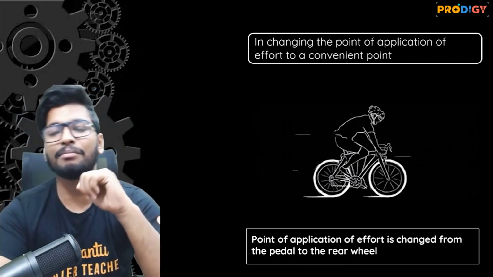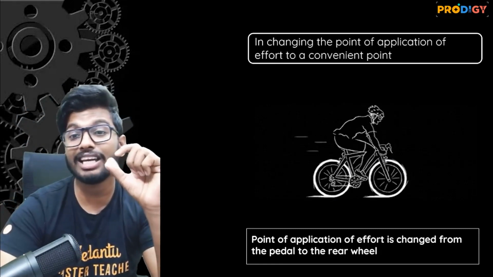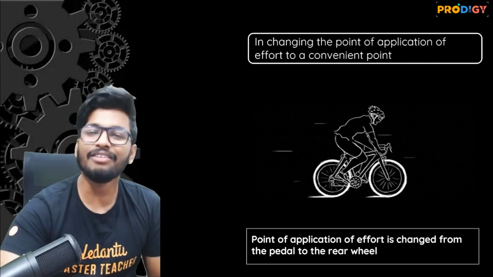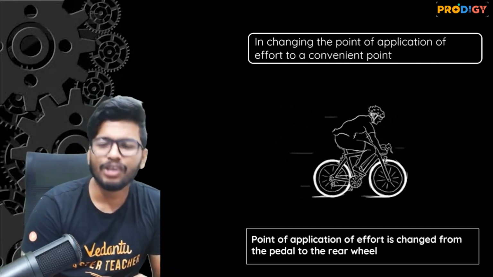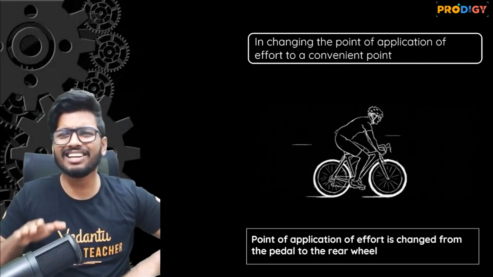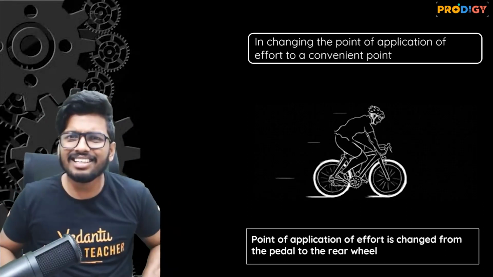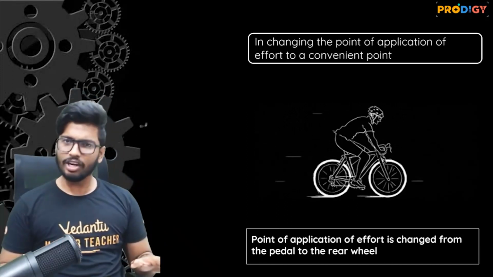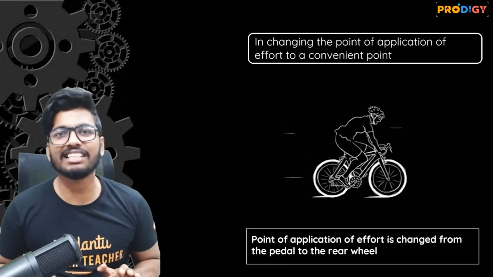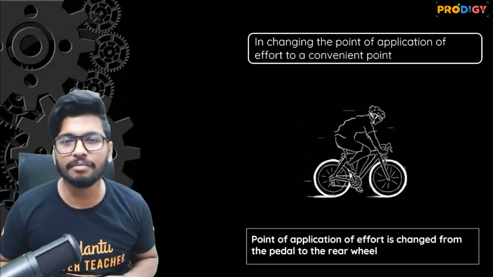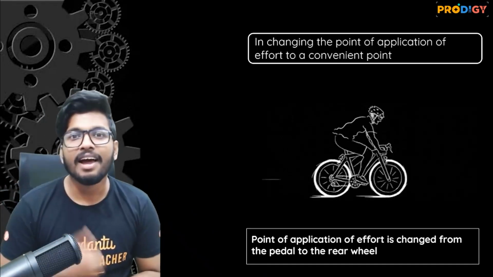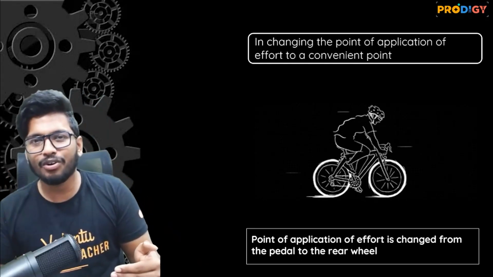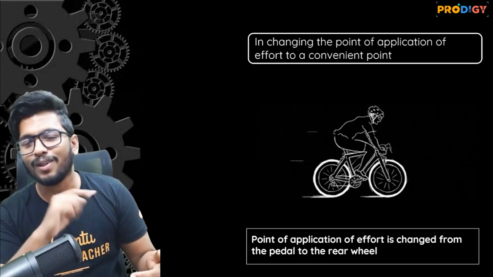The next thing that I'm going to talk about is a change in direction, or the convenient point of application of effort. Like, for example, guys, when you're cycling, you're sitting in a very rest position, right? Your legs are rested. It's not like you're sitting in a very uncomfortable position. Your legs, generally you sit straight, right? So here also you're almost sitting straight, and you just have to put some force on the pedal. And as the pedal rotates, the chain would rotate, and hence the back wheel would also rotate.